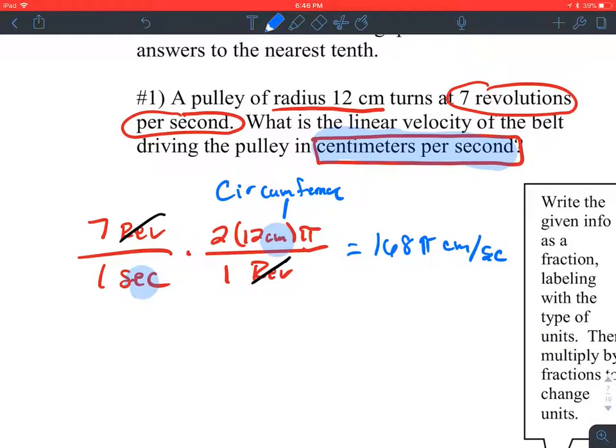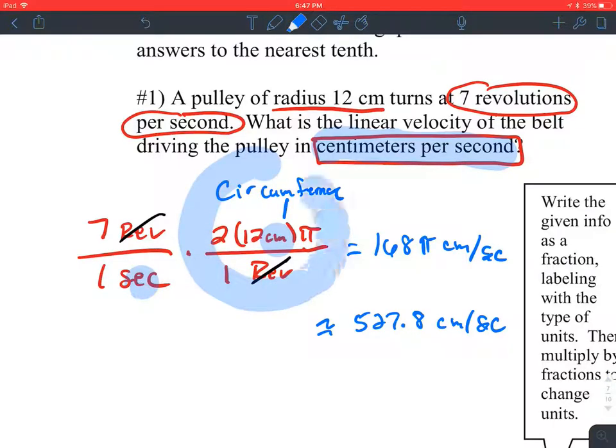This is a linear velocity, so put that in your calculator, rounded to 1 decimal place, and I think you're going to get 527.8 centimeters per second. That's it. In my opinion, this is the hardest type of problem, one in which you have to recognize that you're using circumference, and that's equal to a revolution.